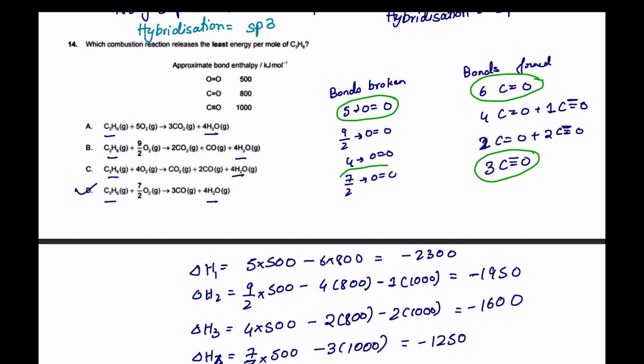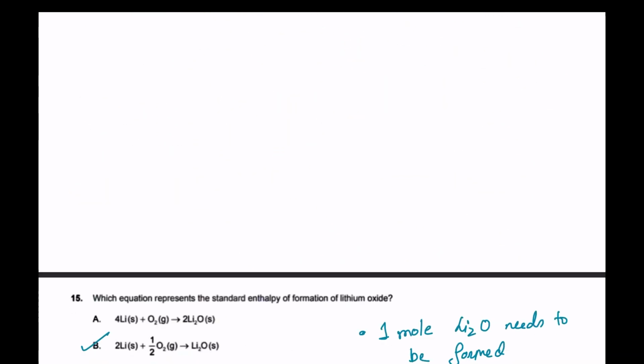So we need to know which combustion reaction releases the least energy. So we need to know which one has the least negative value. So you can say which one releases the least amount of energy. Okay, so for that, obviously, this one releases the least amount of energy because negative 1250 means it is releasing 1250 kilojoules of energy. Negative 2300 means it is releasing 2300 kilojoules of energy in this case. So yeah, this is obviously the lowest value of energy that is being released. So option D is the correct answer to this question.